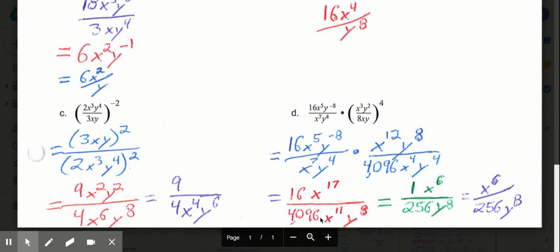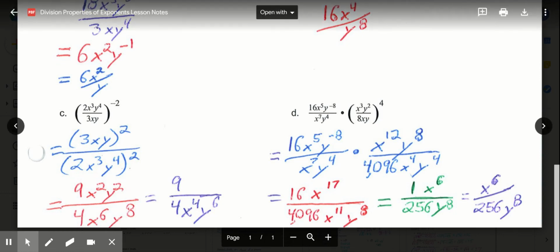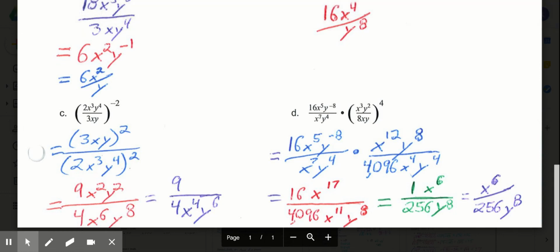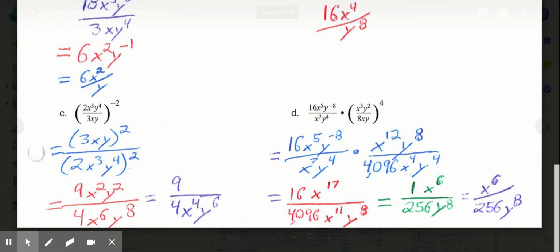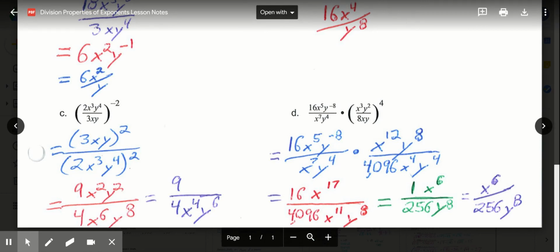Now that it's all one fraction, I want to look to simplify and combine like terms. 16 over 4,096. Both can be divided by 16. So I have 1 over 256. X to the 17th over x to the 11th. Subtract the powers. 17 minus 11 leaves us with x to the 6th. And then on bottom, we still have y to the 8th. Now, I could leave the 1 there or get rid of it. Doesn't matter. So our final answer is x to the 6th over 256, y to the 8th.